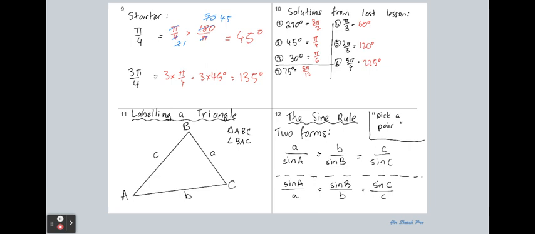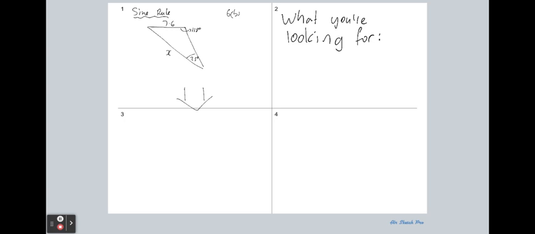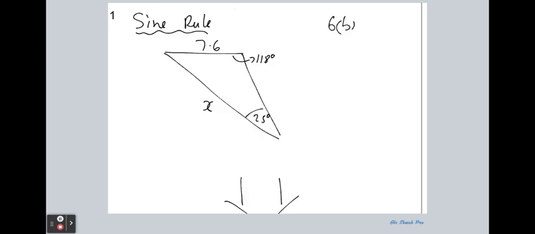Okay. So let's have a look at a couple of examples, and then I'm going to get you to work off the worksheet that I've handed out to you already. So here's the example. I'll just zoom up for a little bit, then I'll zoom out again. So we have a triangle, and we have 7.6 as one of the lengths. We have 118 degrees as this angle in here. We have 25 degrees as this angle here. And we have an unknown side length x here.